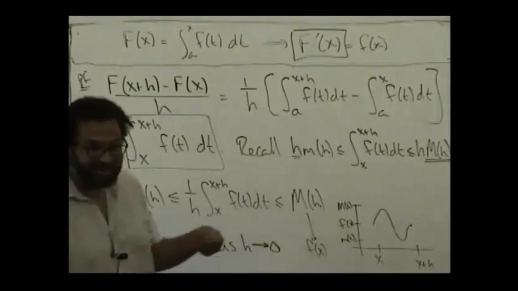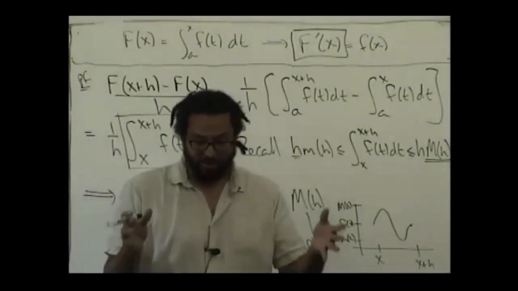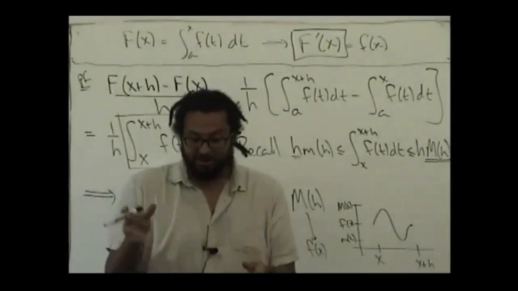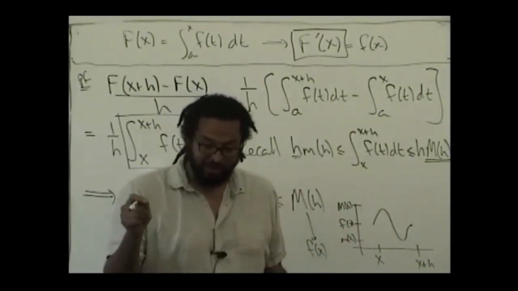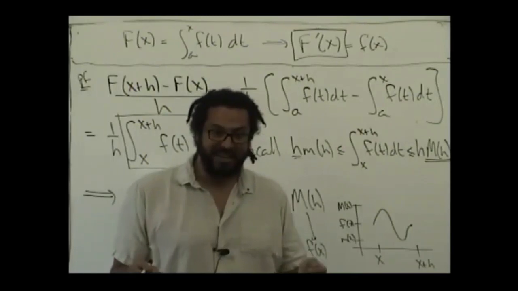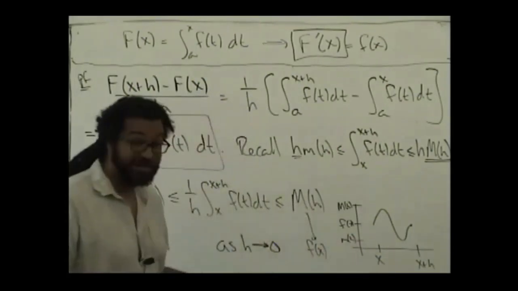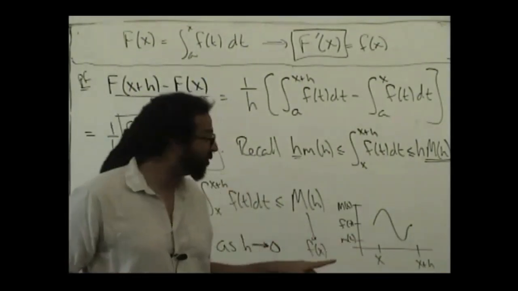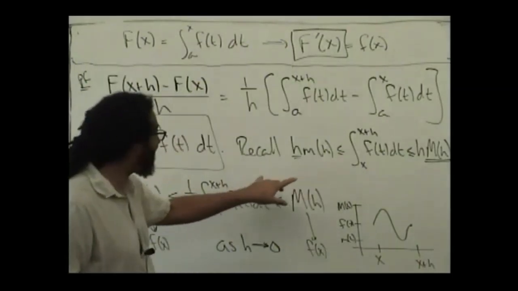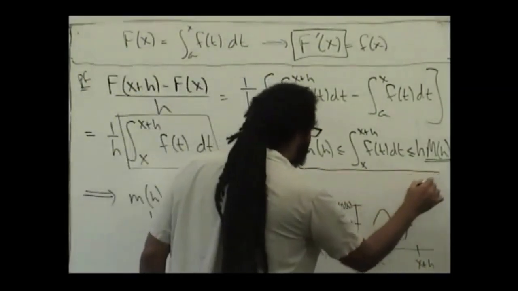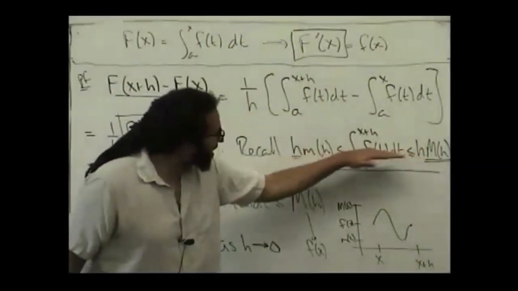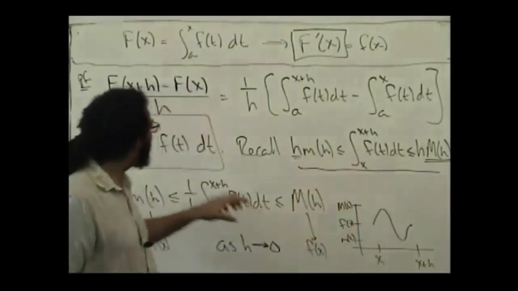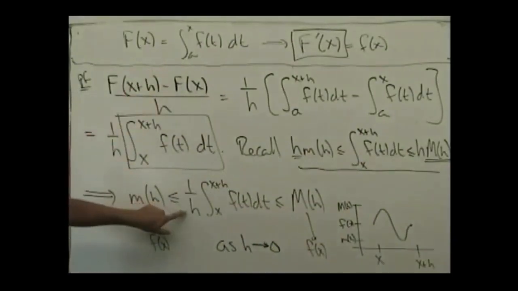So just remember that theorem that we had: if a function is bounded between little m and capital M, then the integral is bounded between little m times b minus a and capital M times b minus a. That's just a theorem from a few videos back. So that's how we got this statement. Okay, so now I can just take this inequality and divide everything by h, and I'll get back to the difference quotient that I started with.